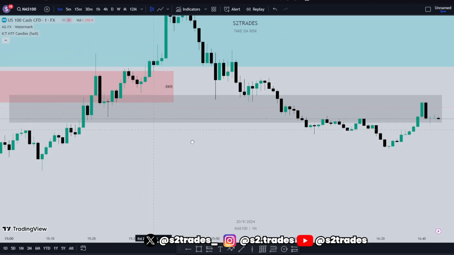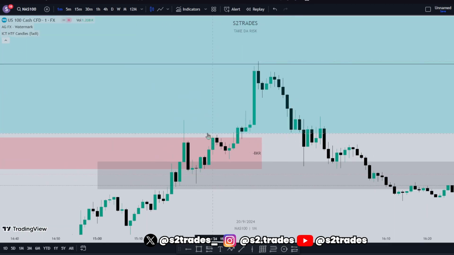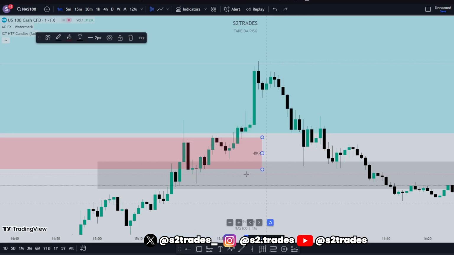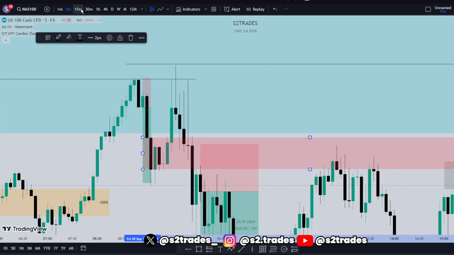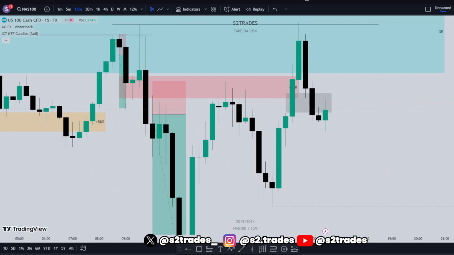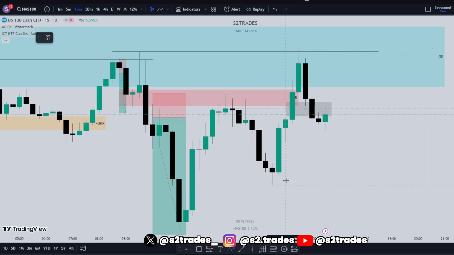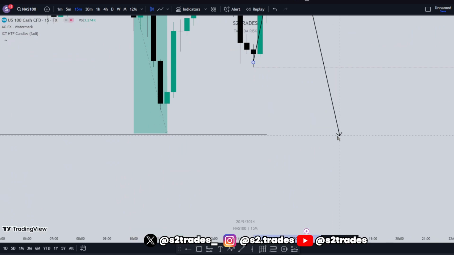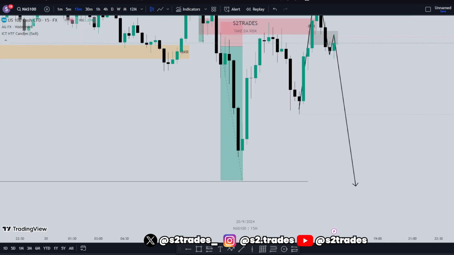Wait, let's hop onto the 1 minute. Let's see how this looks. Look, internal liquidity being swept. This is a nice short model. So I don't know if the market's going to continue going like this, because right now it's Friday. But boom, look at that. That's what I'm expecting. At least I think that's what's going to happen.